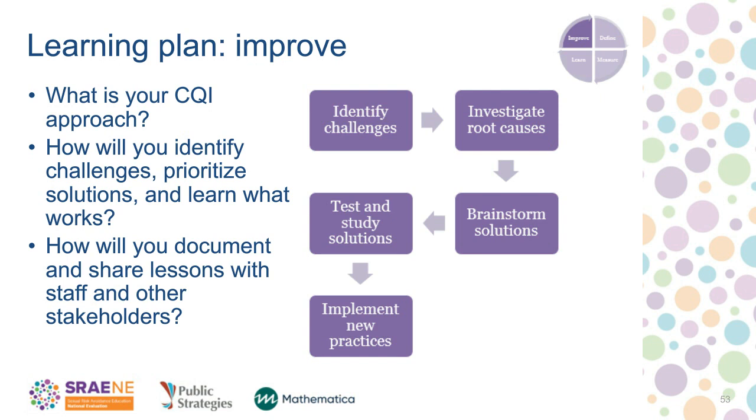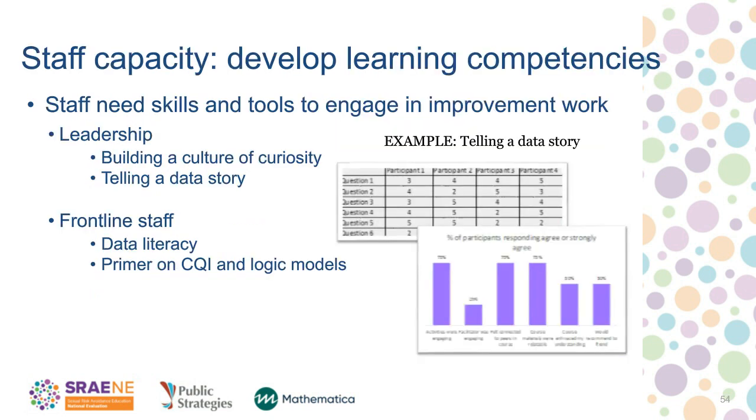And then the last lever, really quickly, is building staff capacity to engage in the work. It's not a given that everyone's going to have the necessary skills already. And that doesn't just include frontline staff, but there are skills leaders should have too. For leadership, some of those key skills that we touched on a bit already are knowing how to foster a culture of curiosity, and also telling a data story. You can see from our example the difference in comprehension between sharing raw data versus creating a more visually appealing chart if you're sharing that with staff or participants or community partners. We have some resources on both of those bullets in our resources slide.